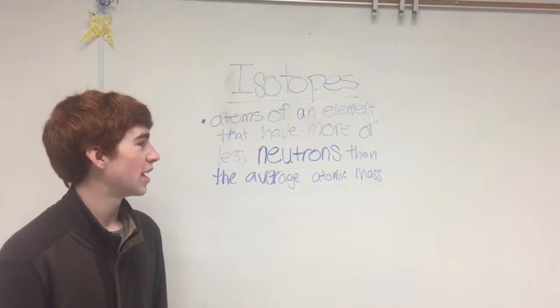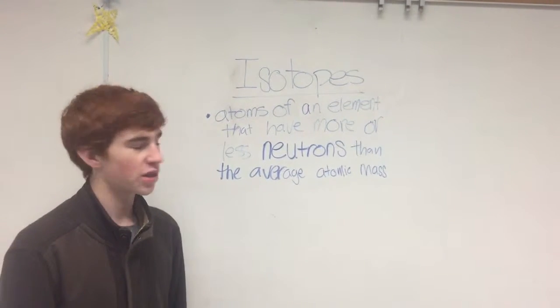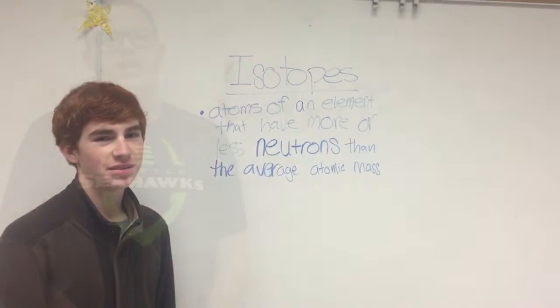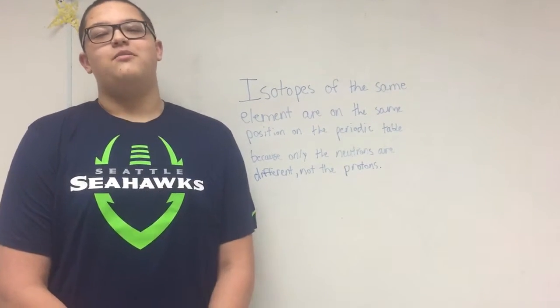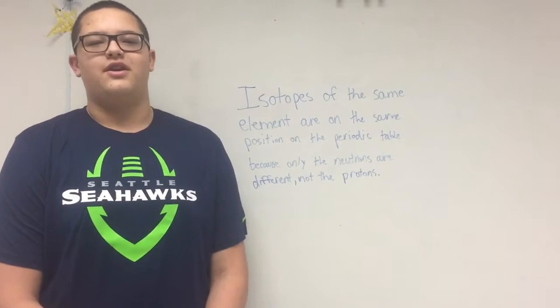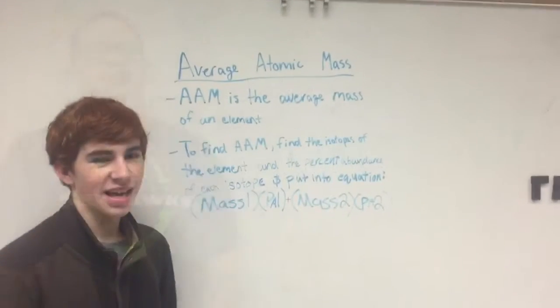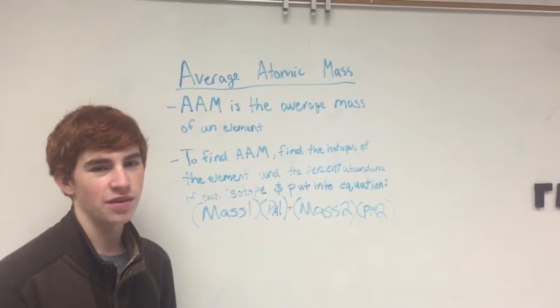Isotopes. Atoms of an element that have more or less neutrons than the average atomic mass. Isotopes of the same element are in the same position on the periodic table because only the neutrons are different, not the protons. Average atomic mass is the average mass of an element.